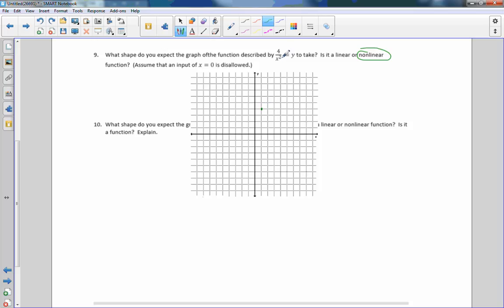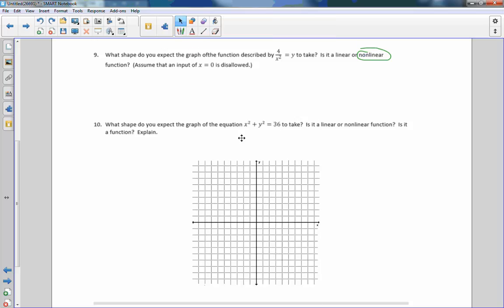If I plug in a 2, 2 squared is 4. 4 over 4 is 1, so I go over 2, up 1. If I plug in a 3, 3 squared is 9. 4 ninths is a little bit less than a half. So I'm plugging in 3, and I get a little less than a half. So it's looking like the last problem did. It comes down like this, and it's going to do the same on the other side. I'm not going to bother drawing it, but it's definitely nonlinear.